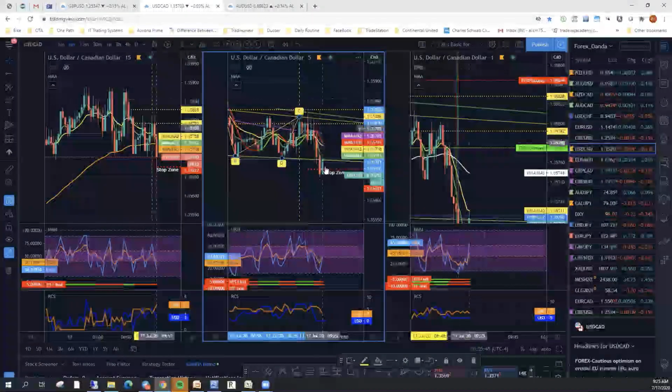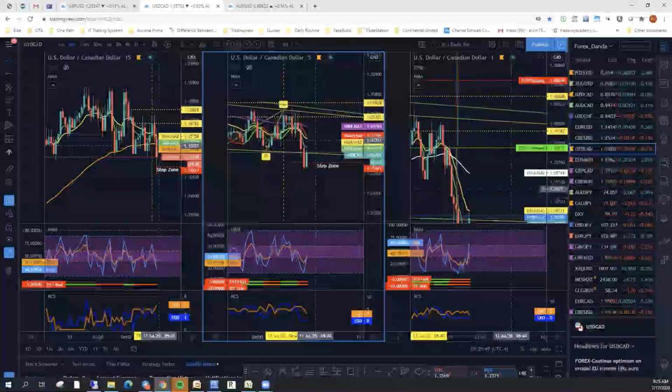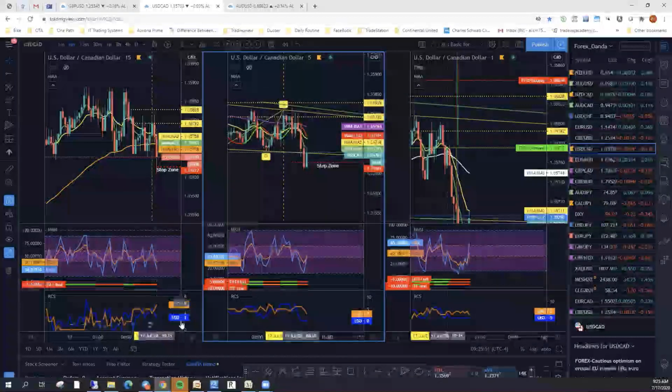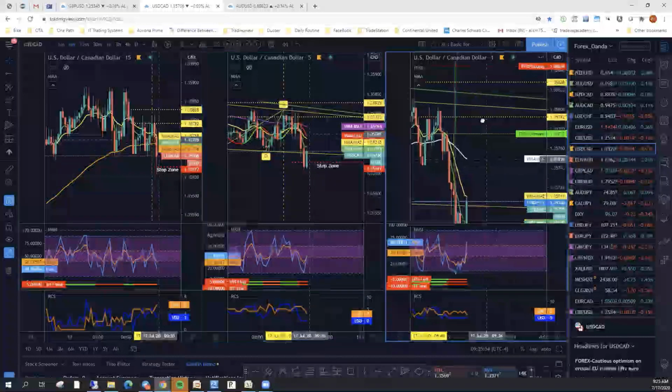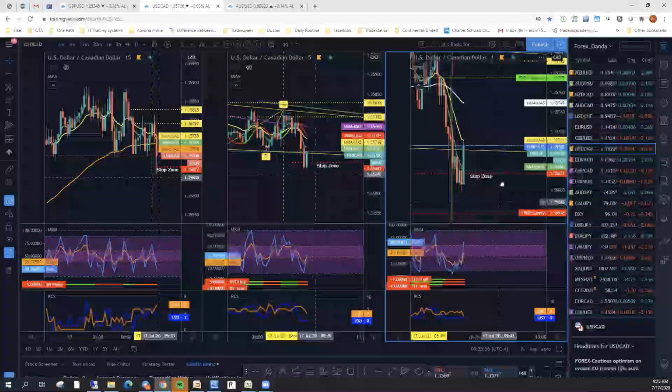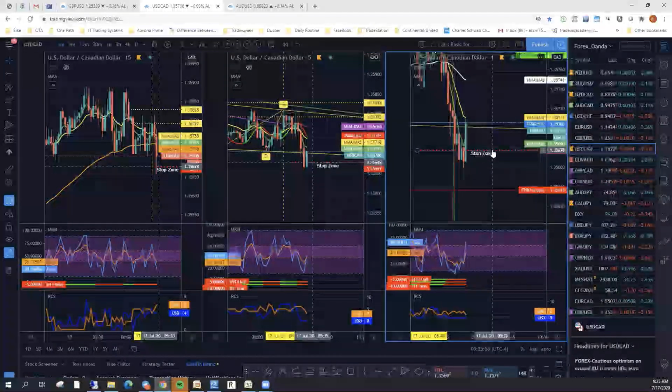Let's take a look at the CAD here. It's doing some movement. CAD's number 6 on the power strength on 15. Oh, here we go. Look at this. It just tagged the bottom. Now we have a 3 spread on that. Came back up into the wedge.